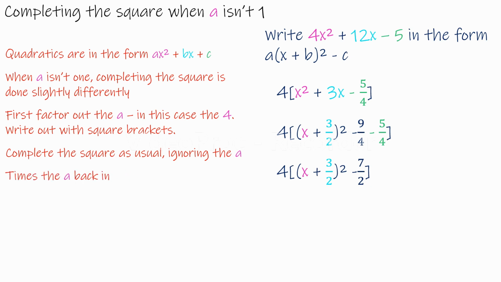All we need to do now is times that a back through. So here we have 4(x plus 3 over 2) squared minus 14. Remember to times the c value by 4 as well, as this is something people often forget. In this case, we don't have to times the 4 through the bracket, as we've been asked to leave it in the form a(x plus b) squared minus c.